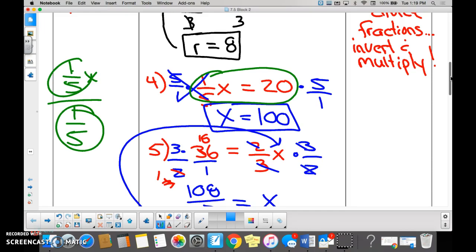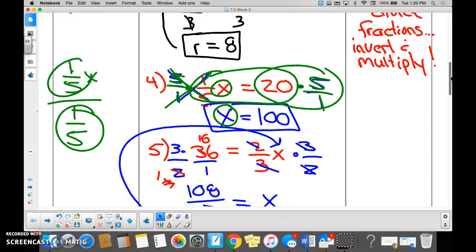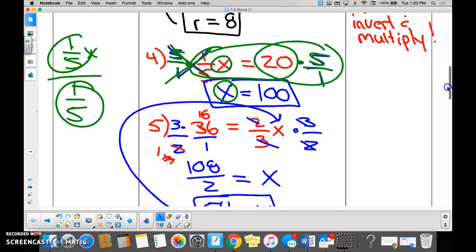So what we did here then is we multiplied by 5/1. And since we did that to the left side, we have to do that to the right side. So we multiplied by 5/1, and then we cleaned everything up. The 5/1 and the 1/5 cancel each other out, leaving us only with this x. And what is 20 times 5/1, you guys? 100.